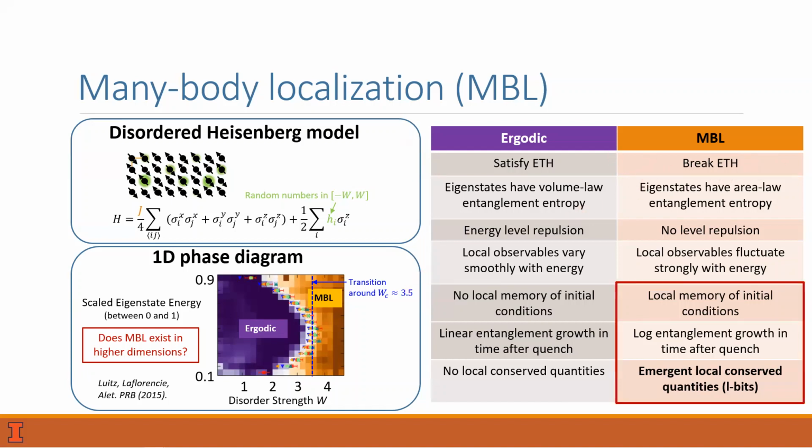But I want to focus on these last three points, which I'm going to explain a little bit more. As we already talked about, ergodic systems have no local memory of initial conditions, but MBL systems do. In ergodic systems, the entanglement entropy, if you start from an unentangled state, grows linearly in time. But in MBL systems, it grows logarithmically in time, so it's much slower. And a key thing is that in ergodic systems, there are no local conserved quantities. There are only global conserved quantities like the energy.